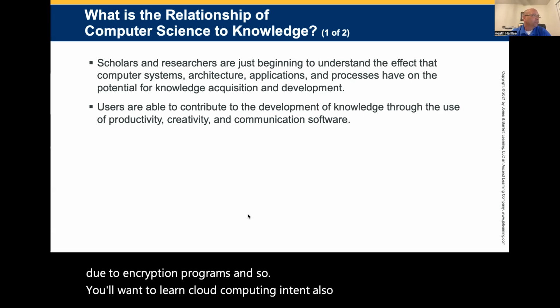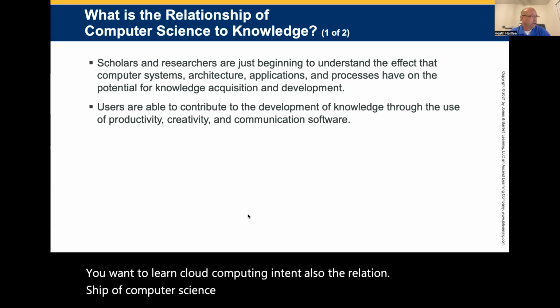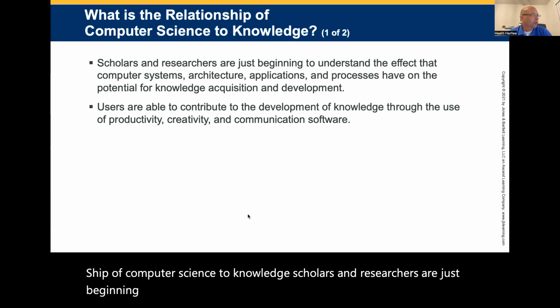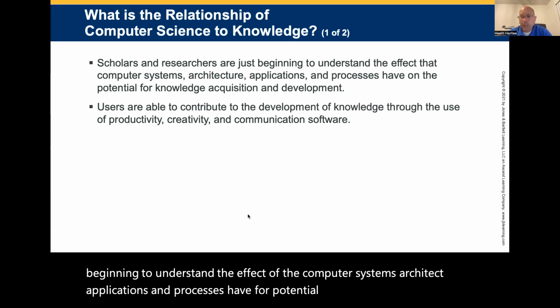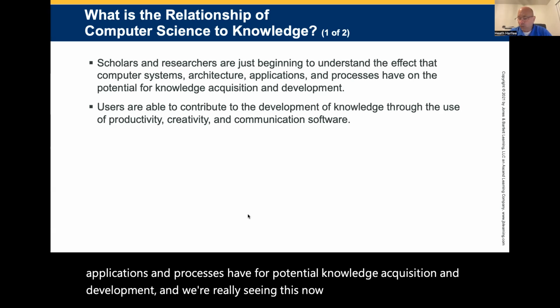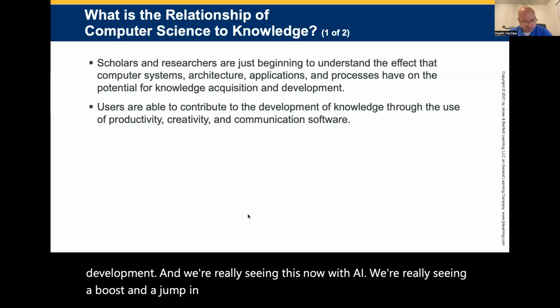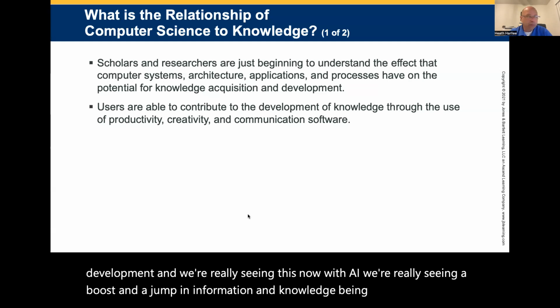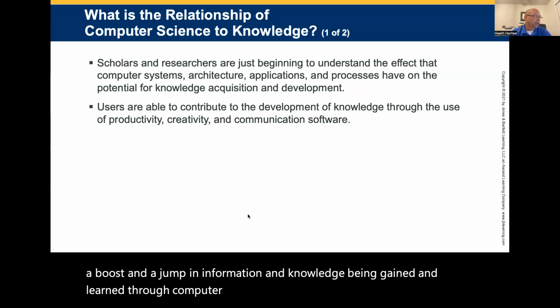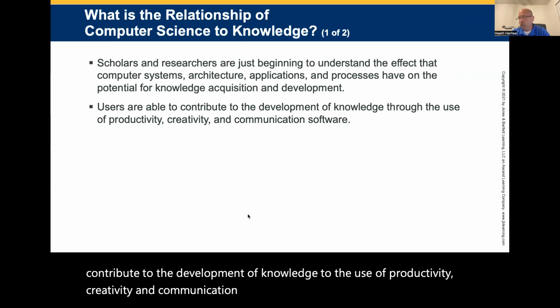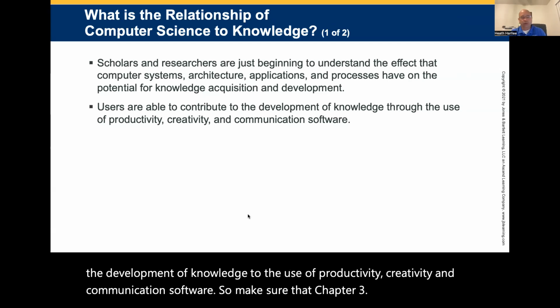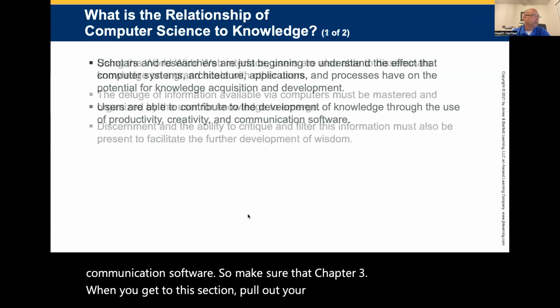Also, the relationship of computer science to knowledge. Scholars and researchers are just beginning to understand the effect the computer systems architecture, applications, and processes have on potential knowledge acquisition and development. And we're really seeing this now with AI. We're seeing a boost and a jump in information and knowledge being gained and learned through computer systems. We're learning how we're able to contribute to the development of knowledge through the use of productivity, creativity, and communication software. So make sure that in chapter 3, when you get to this section, you pull out your highlighter and highlight away.